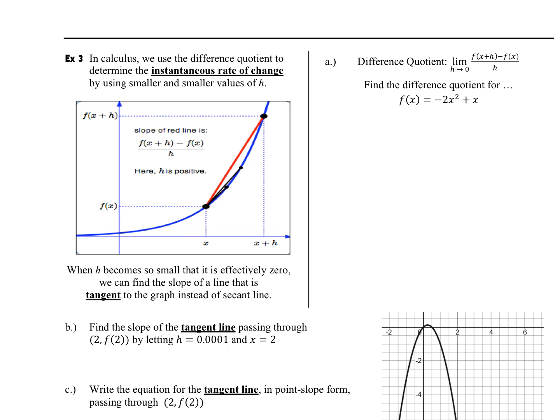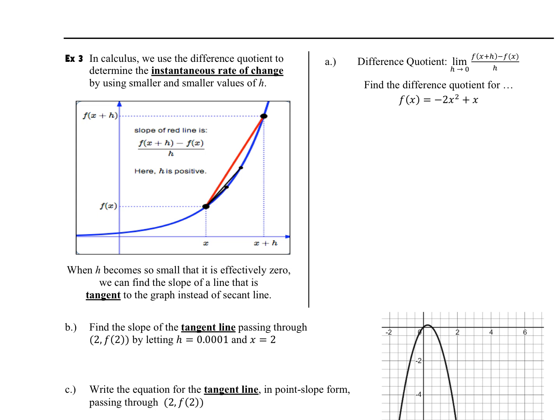Now, before we can do that, we need to find a new, essentially, equation, and it's going to be called our difference quotient. And what we can see is that this is our formula that we're going to follow. Now, we've got to be comfortable with our function composition to do that. So I've got an example over here that we're going to jump into. Our function is negative 2x squared plus x.